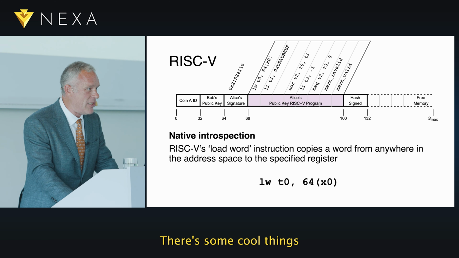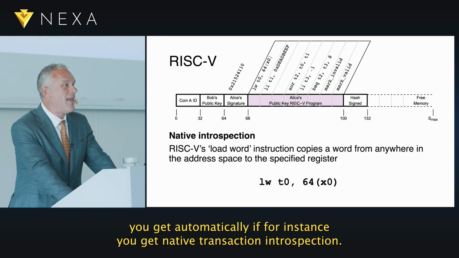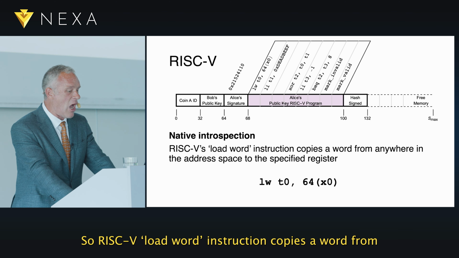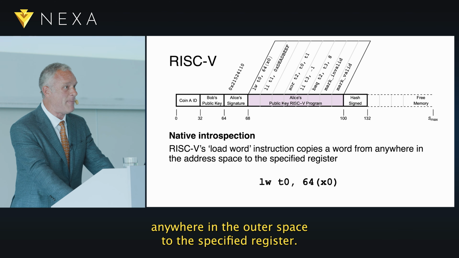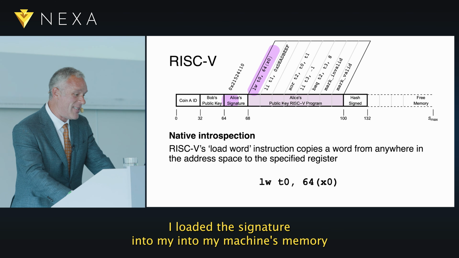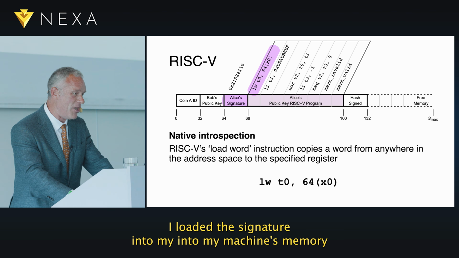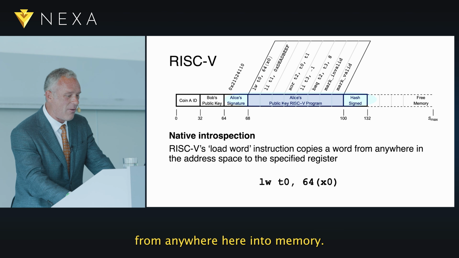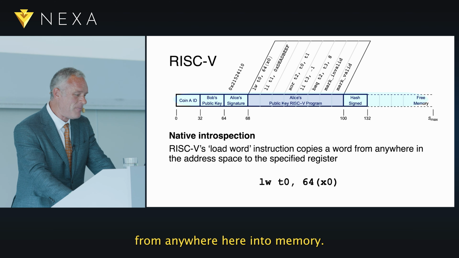Okay, there's some cool things you get automatically. For instance, you get native transaction introspection. RISC-V's load word instruction copies a word from anywhere in the address space to the specified register. So I was doing transaction introspection right here. I loaded the signature into my machine's memory. So I can load any word from anywhere here into memory.